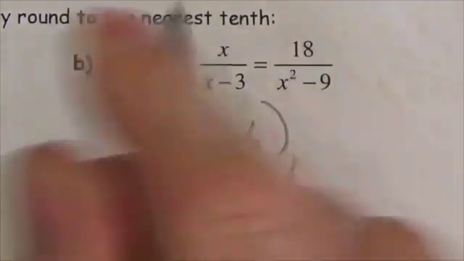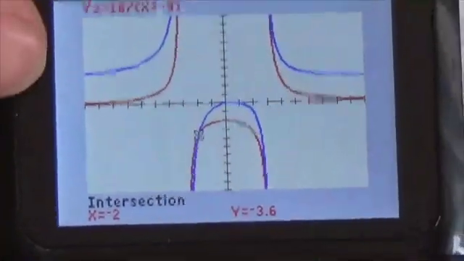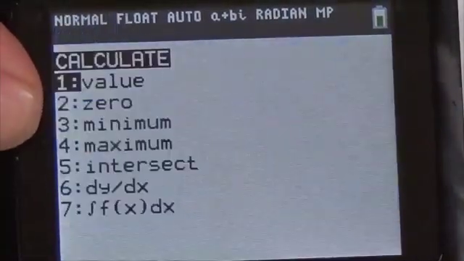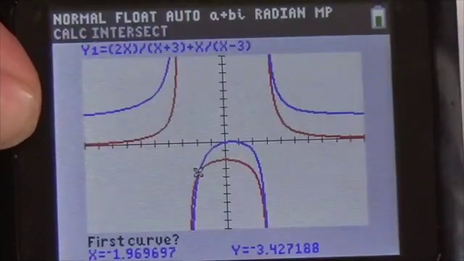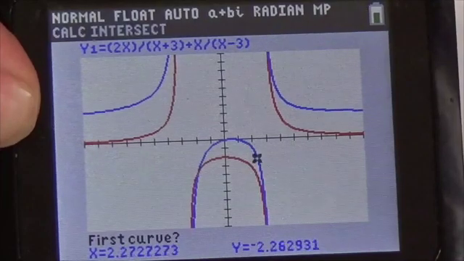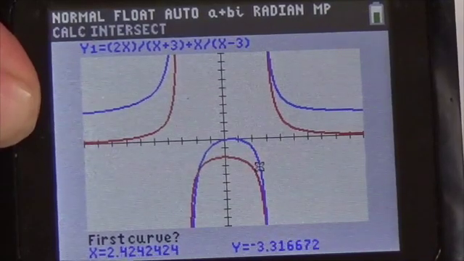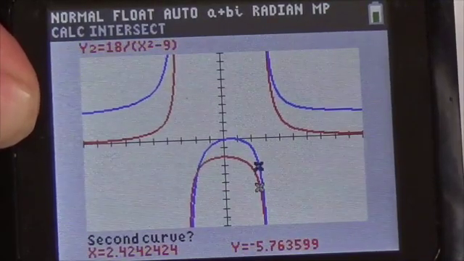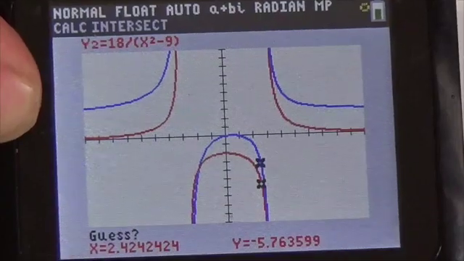Now I'm going to talk about this in just a second here. Let's keep going. Second trace, intersect. I'm going to move that cursor over because it looks to me like there's something going on over here. Maybe there isn't, but maybe there is. Press enter to get to the second curve, enter, enter past the guess.